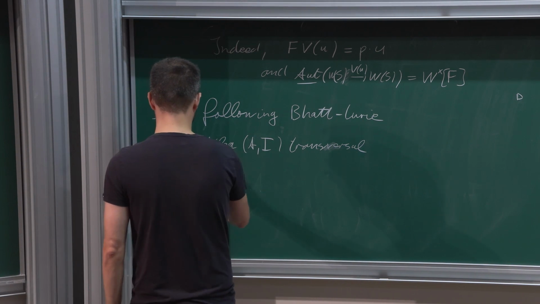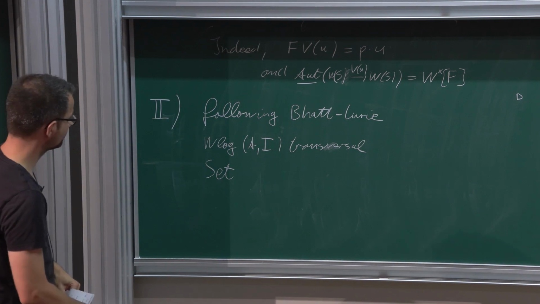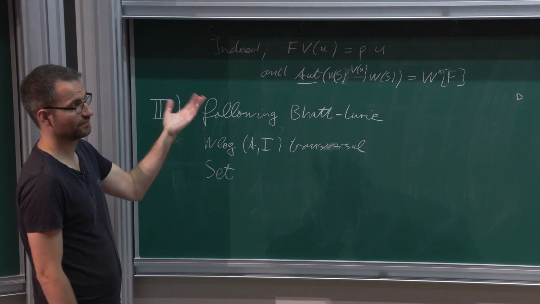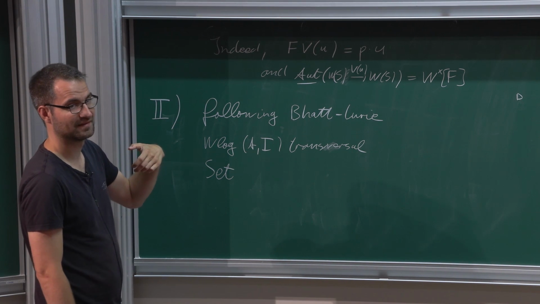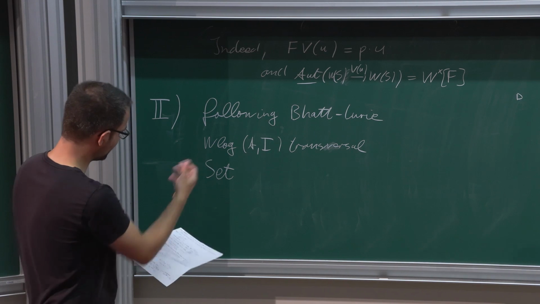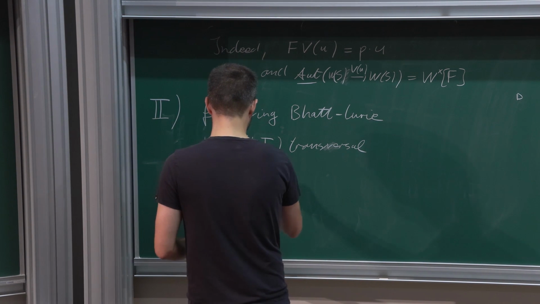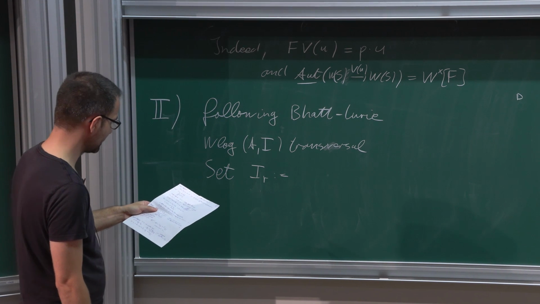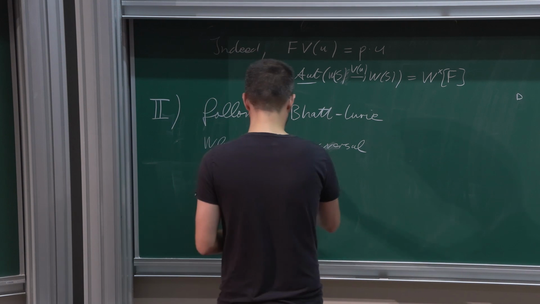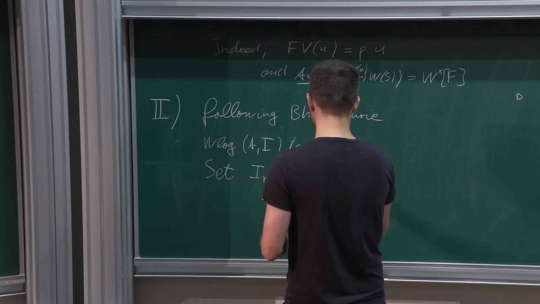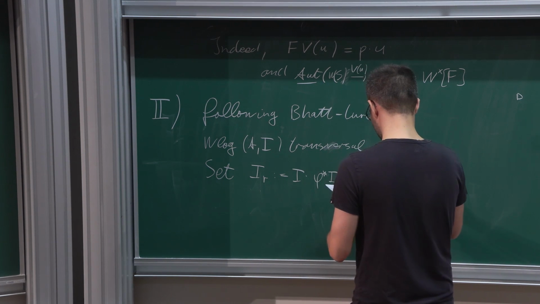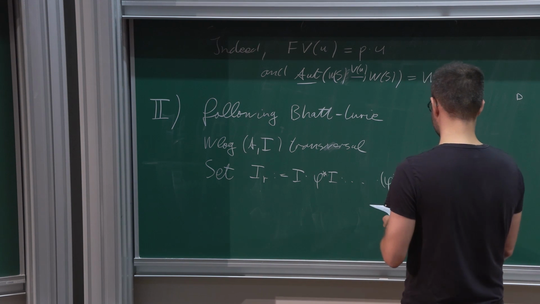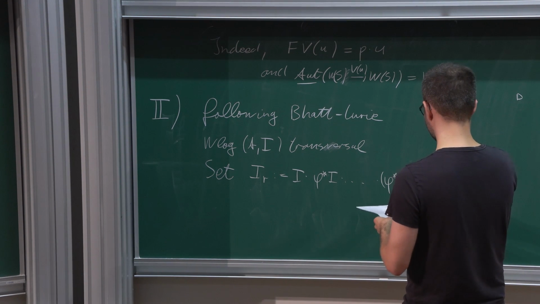And so the second approach will make this line bundle more explicit, which is also an advantage of this approach. Now, given a transversal prism, I want to define more ideals. Namely, I define I_r to be I times phi star of I up to phi star to the power r minus 1 of I. So I mean the (r minus 1)-th pullback of I.